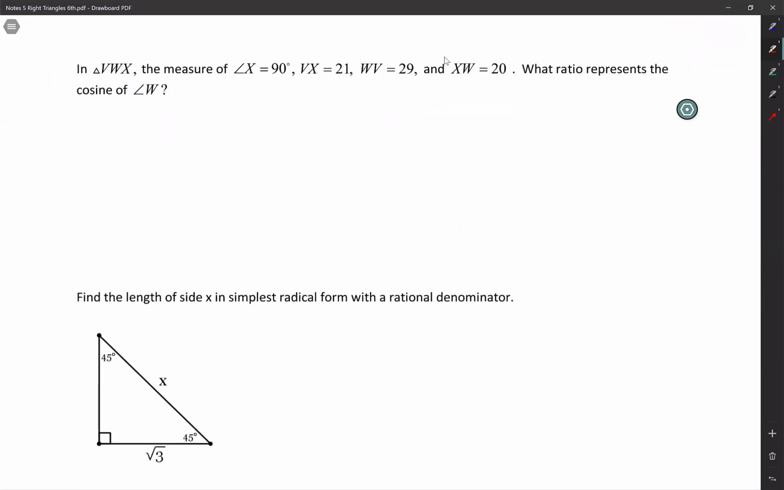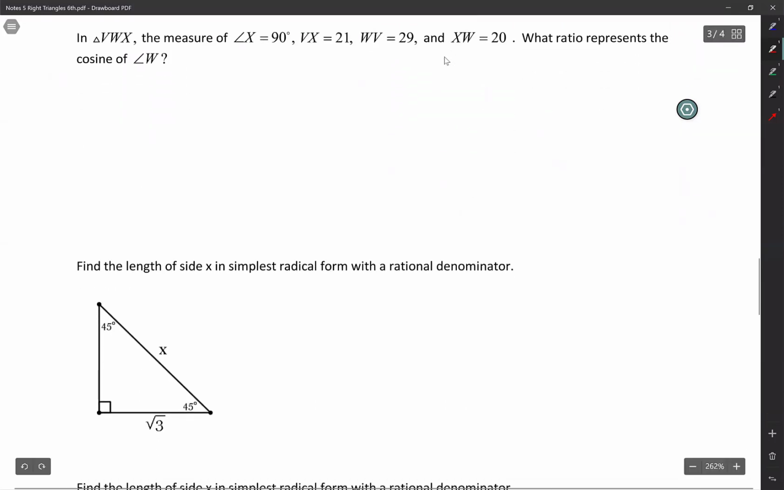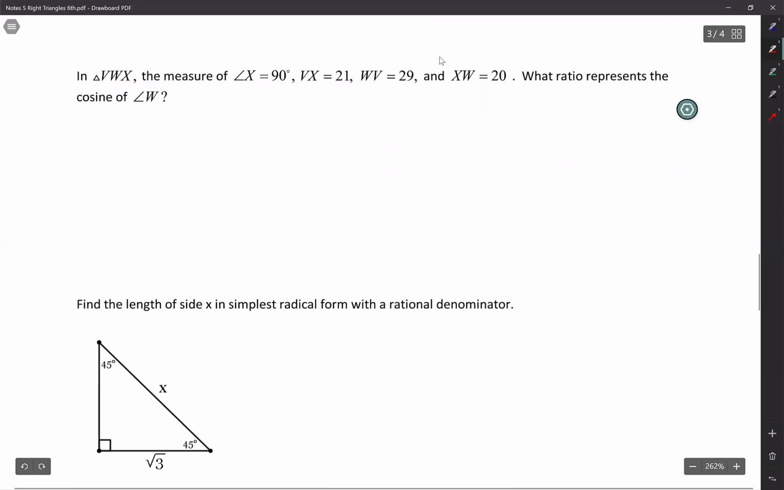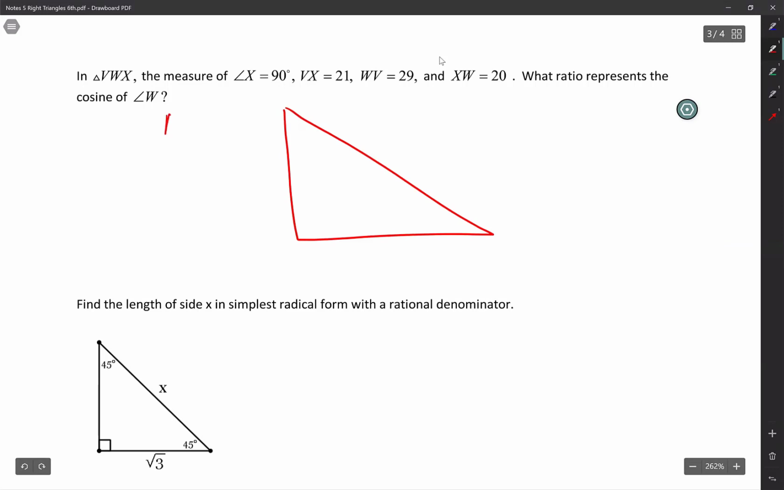All right, so this one again is just another ratio. No big deal here on this one. It says in triangle VWX, the measure of angle X is 90 degrees. VX is 21, WV is 29, and XW is 20. What ratio represents the cosine of angle W? So they don't give you a triangle, guys, so you're going to have to draw a triangle, not to scale. So whenever you see NTS, that means not to scale.